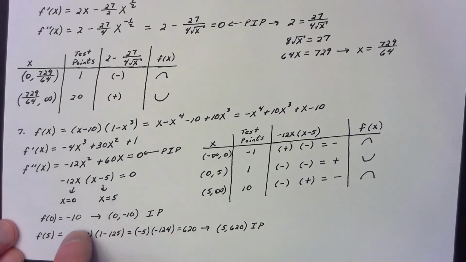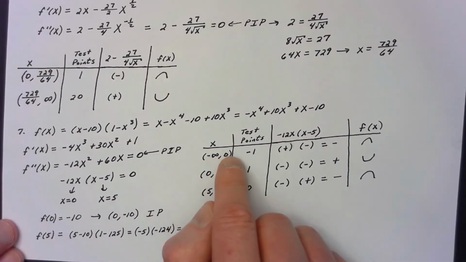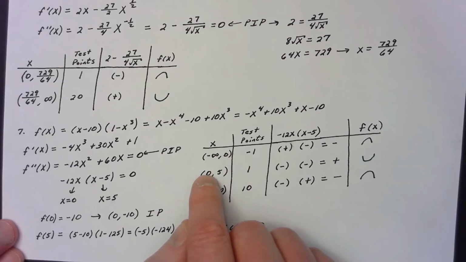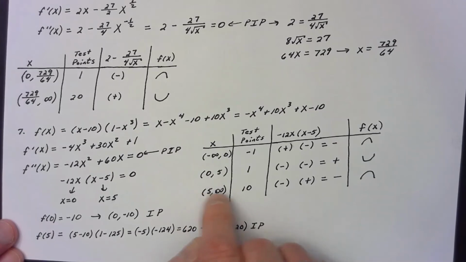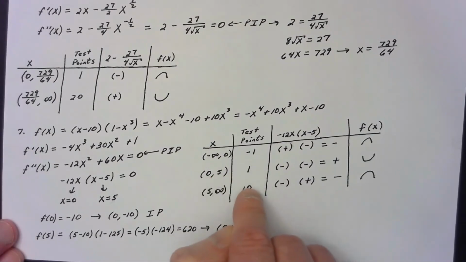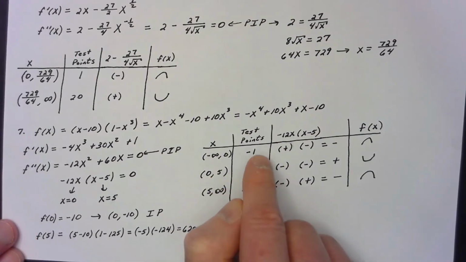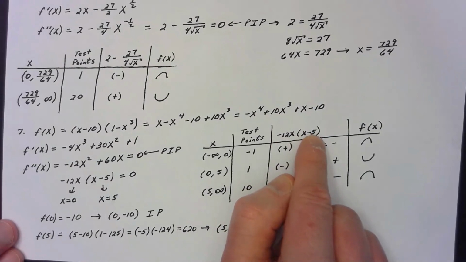So now, if those are my two potential inflection points, I'll go ahead and do my second derivative test and go from negative infinity up to the first inflection point, 0. Go from that first inflection point, 0, to the second, 5, and then go from 5 to infinity. I chose negative 1 to represent the first region, 1 the second, and 10 the third. I'm plugging those test points into my factored second derivative.